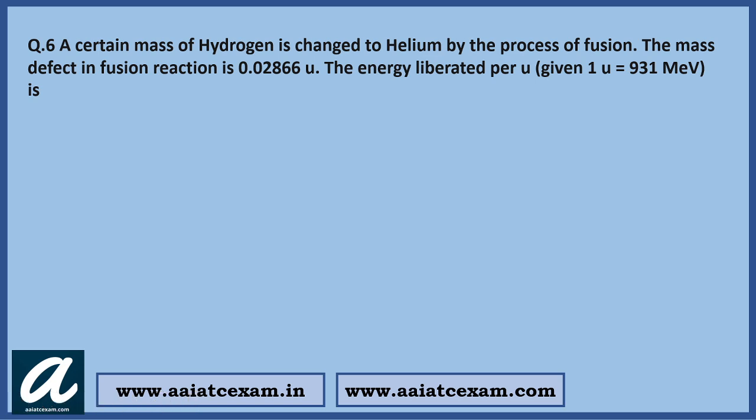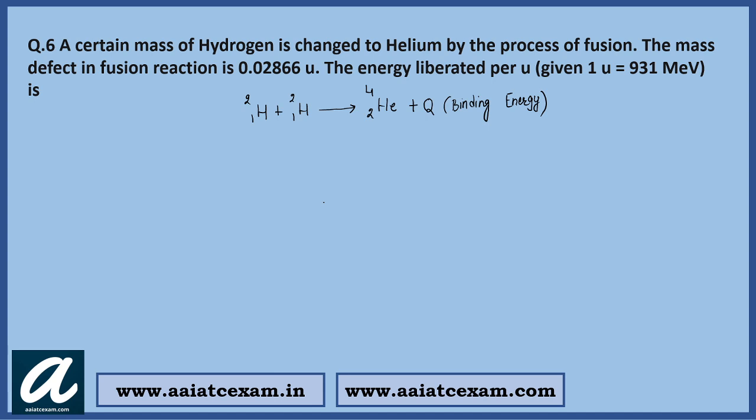Question number 6 is, students, a certain mass of hydrogen is changed to helium by the process of fusion. As I told you, consider this is hydrogen, so 1, 2, hydrogen. It will be changed to helium having atomic number 2 and atomic mass 4, and some amount of energy will be released here, students. This energy is called binding energy. I hope you remember it.